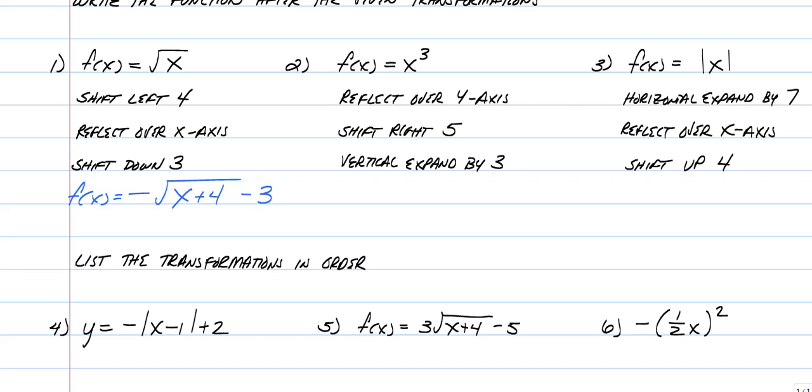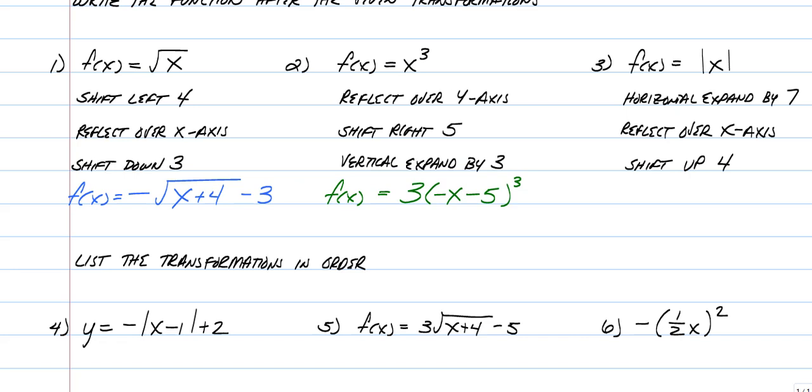Okay, why don't you try the next two? Click play when you're ready, and we'll see if you got it. Okay, so reflect over the y-axis. This guy, we're going to have a negative x on the inside. Shifting to the right 5 means -5, and we're going to cube that. Vertically expand by 3, that means we're multiplying in front. So we multiply the whole thing, and we're good to go.